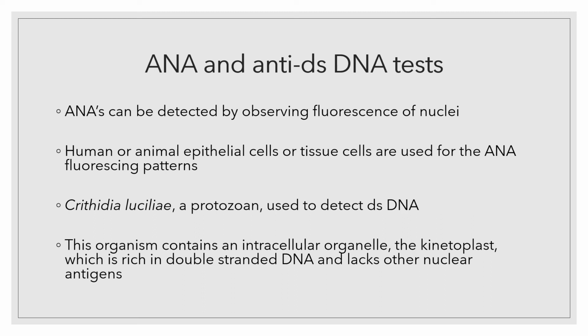Crithidia, a protozoan, is used to detect double-stranded DNA. This organism contains an intracellular organelle, the kinetoplast, which is rich in double-stranded DNA and lacks other nuclear antigens. So if you have a patient with lupus that has a lot of anti-double-stranded DNA, it's going to link up with the Crithidia kinetoplast and fluoresce using a fluorescent microscope.